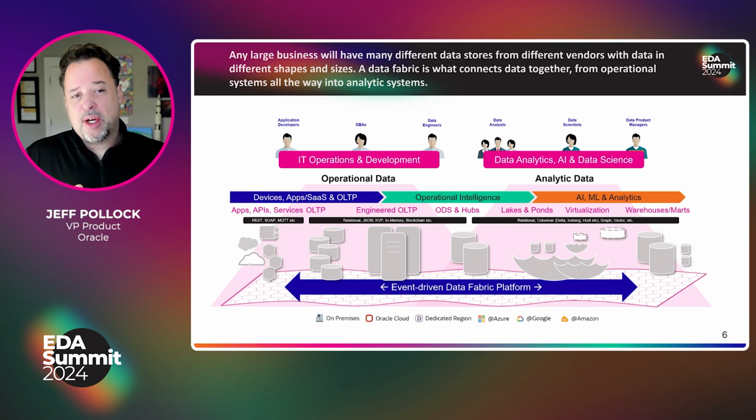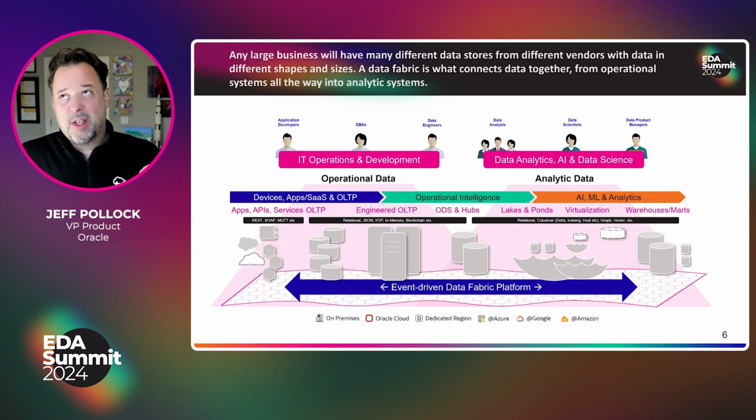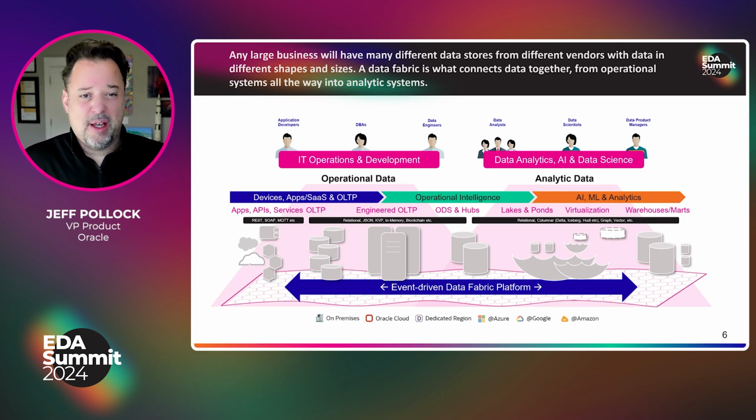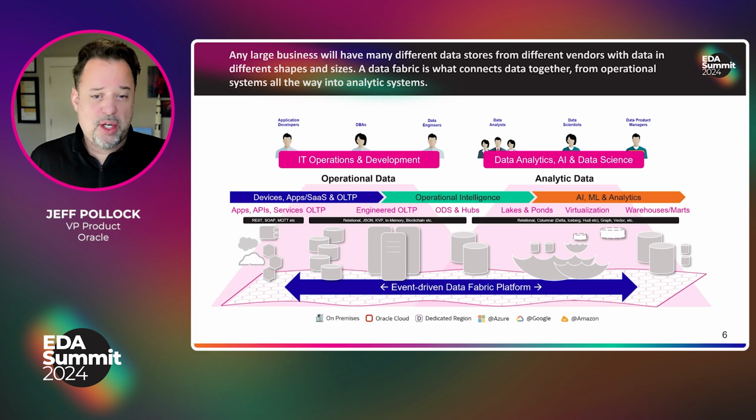And so all of these operational systems are figuratively and also literally where the data gets born. Whether it's devices or SaaS applications or ERP systems or e-commerce platforms that are generating data, this data is generated on the operational side, on the left-hand side. And as that data needs to move, typically it's moving towards the right-hand side of this chart into things like operational data stores or data hubs, moving the data into data lakes, data lakehouses, data marts, data warehouses.